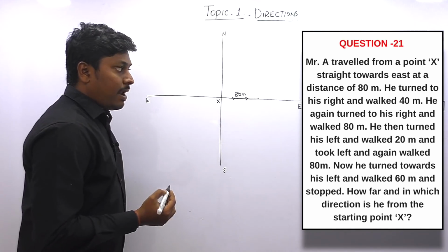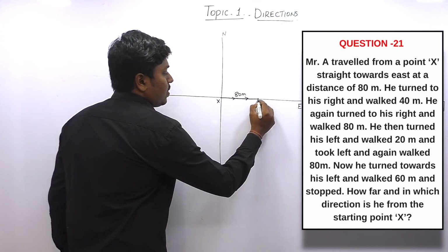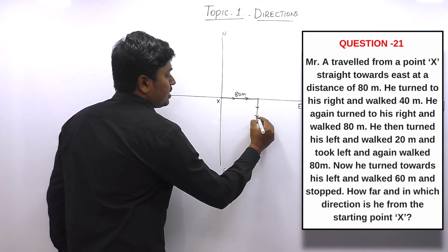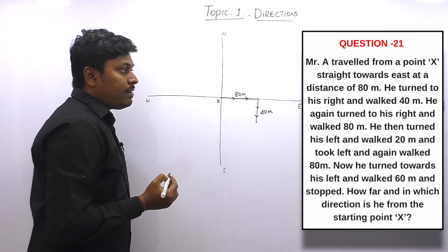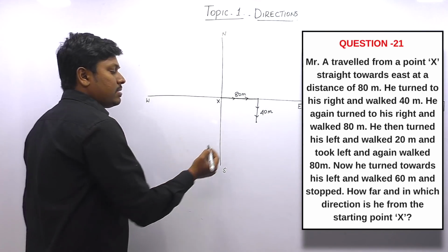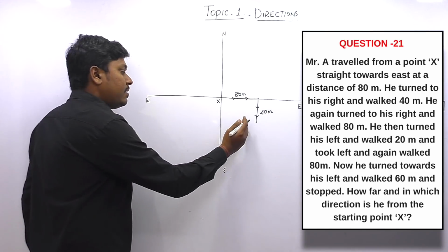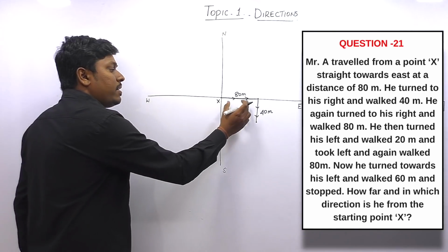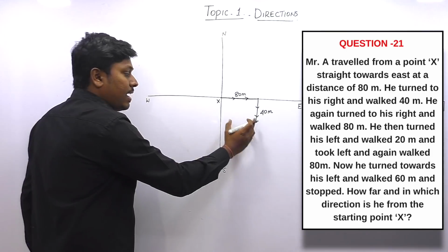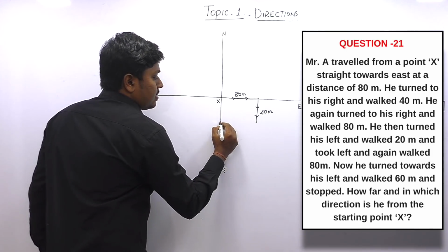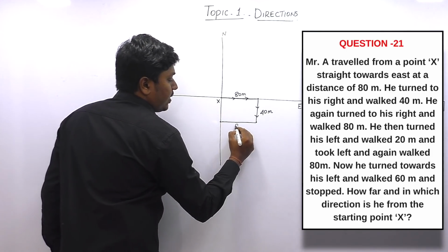He turned towards right and walked 40 meters. So now he is turning right and Mr. A is walking 40 meters. He again turned towards right and walked 80 meters. So from this point, if he is taking right, then right hand side will be this side. And we already know that the first initial covered distance is also 80. After turning right, again he is travelling 80 meters. So both these points will exactly lie on the same line.